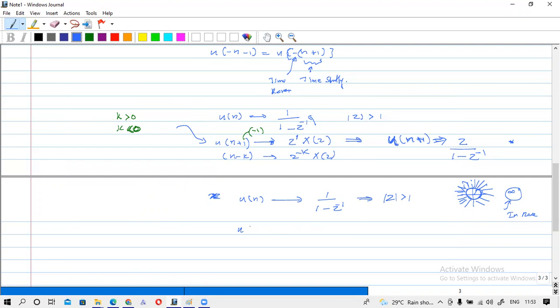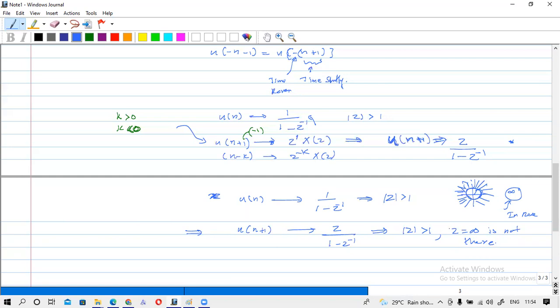But when I get u[n+1], I get z over 1 minus z^-1. Here the ROC will be |z| greater than 1, the same ROC, but z equal to infinity is not there. So this is the z transform and this is the ROC. Are you clear?